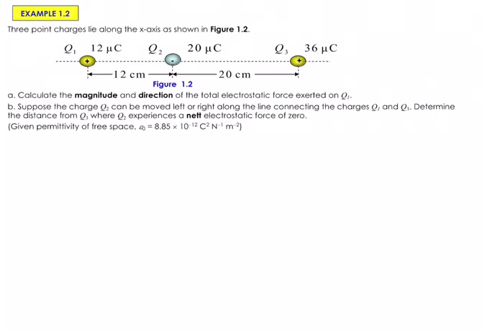Example 1.2. Three point charges lie along the x-axis as shown in figure 1.2. A. Calculate the magnitude and direction of the total electric force on Q1. B. Suppose the charge Q2 can be moved left or right along the line connecting the charges Q1 and Q3. Determine the distance from Q3 where Q2 experiences a net electrostatic force of 0.